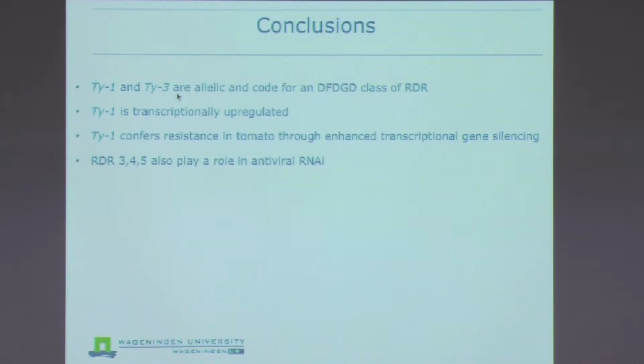So from this we conclude that with TY1 we have identified a new resistance gene, a completely new class, because resistance genes mostly come from the NBS-LRR class. And this is a resistance gene that does not lead to an HR, does not lead to a complete absence of viral infection. You can still detect a low level of virus titer. It's a gene that is apparently transcriptionally upregulated, but likely confers resistance by enhanced transcriptional gene silencing. And with these findings, we can now assign the RDR3, 4, 5 class at least a role in RNAi amplification. We are still investigating how and where precisely.